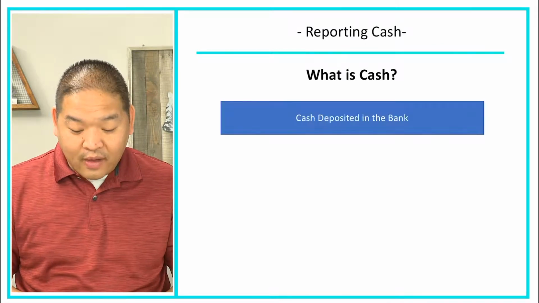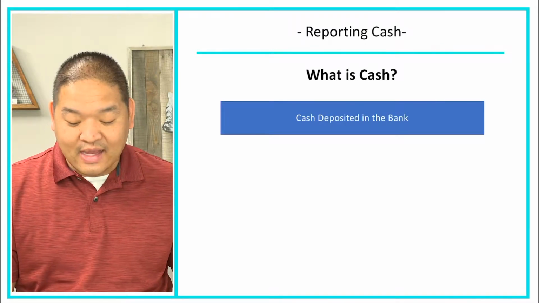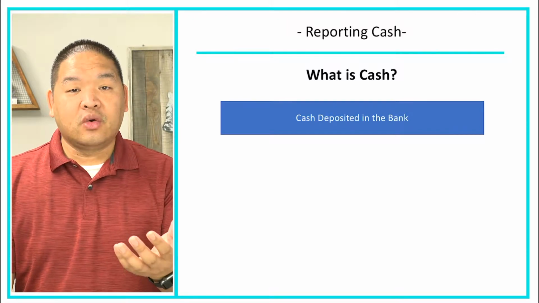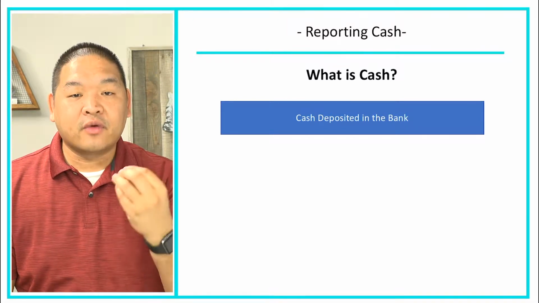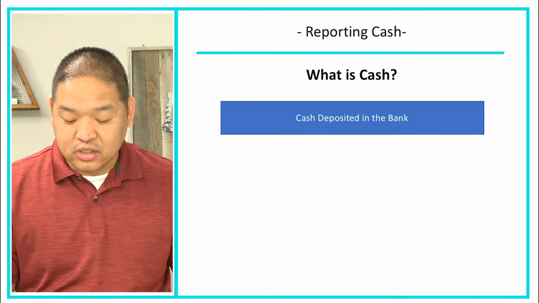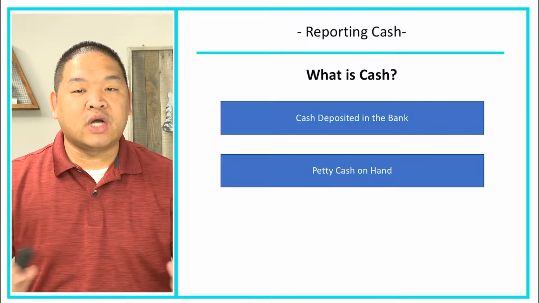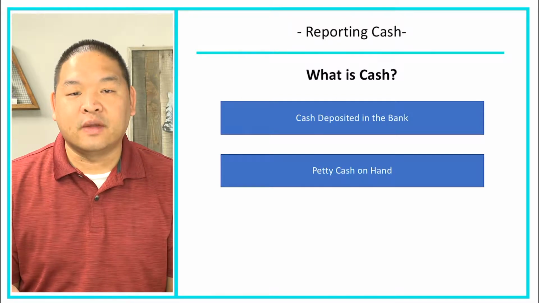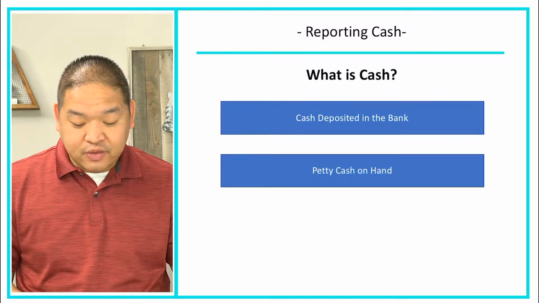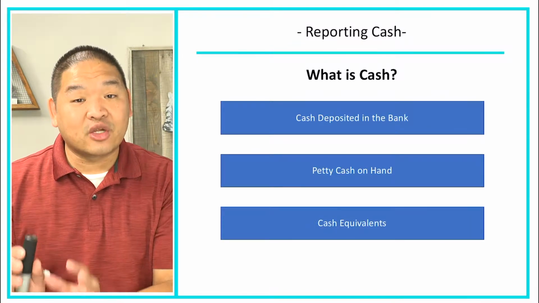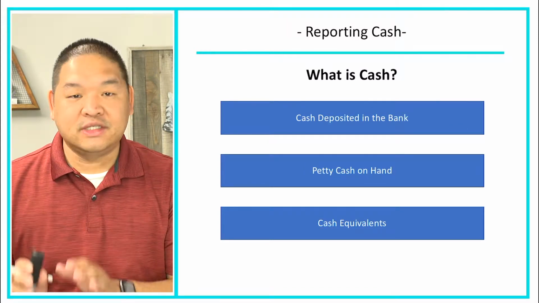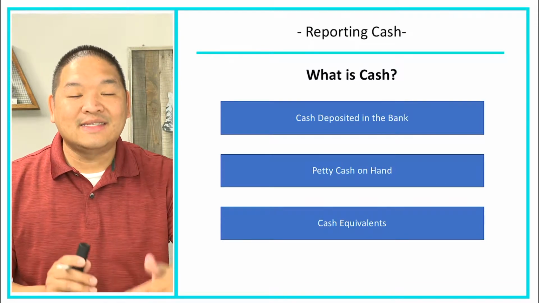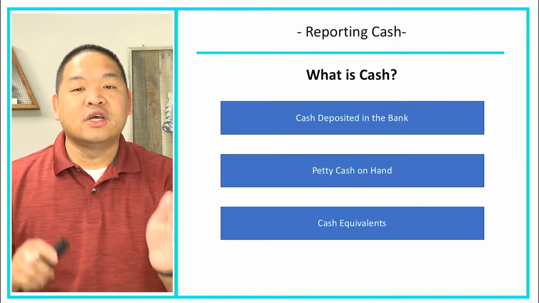So what is cash? Well, cash is anything that can be deposited into a bank. So it's not just coins and currency, but it also includes checks. The way that I like to think about it is whatever a bank will take for a deposit would be considered cash. What else? Petty cash on hand. We're going to talk about petty cash in another lesson, but petty cash is also cash. Why? Because petty cash usually is currency or change. So it is cash. And the last one is what we call cash equivalent. And this one's a little bit different. It's not necessarily currency or coins, but cash equivalent from a financial statement standpoint is included in the definition of cash. So let's start with that.